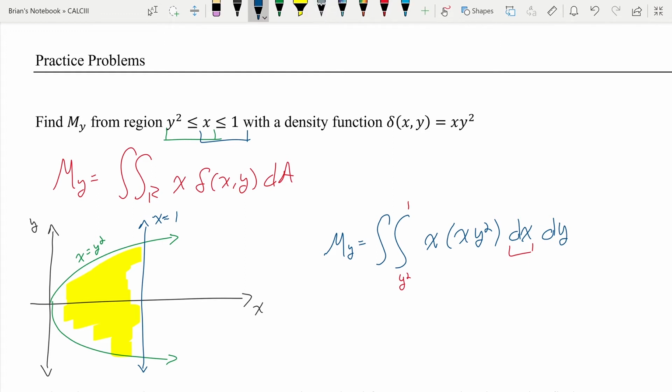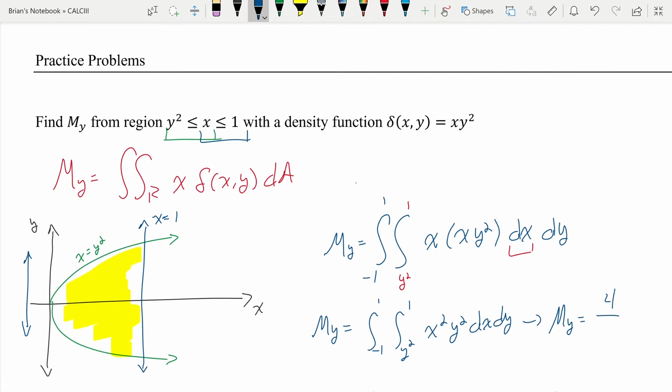Then we do know that our y goes from 0 to 1, or from -1 to 1, so we'll put that there for our bounds. And now all we have to do is just solve this to get our moment about the y. So let's simplify it a little bit. Oh, sorry, my brain is moving too fast. This will be a 1 and this will be y squared. So we'll have x squared y squared dx dy. And hopefully you did your best at solving that. If you did, you would get that M_y is equal to 4 over 27.